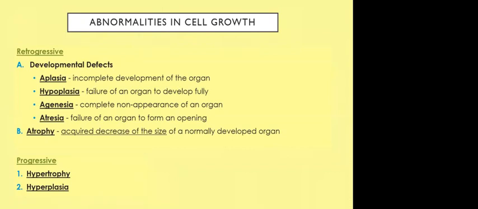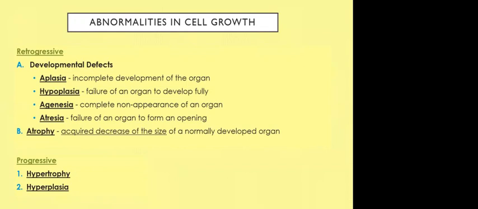And then we have agnasia. This is the complete non-appearance of an organ. There is no organ present, so the tissue itself is absent. And then we have atresia, which is failure of an organ to form an opening.